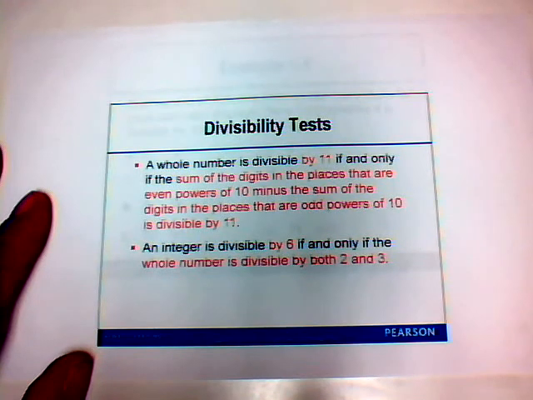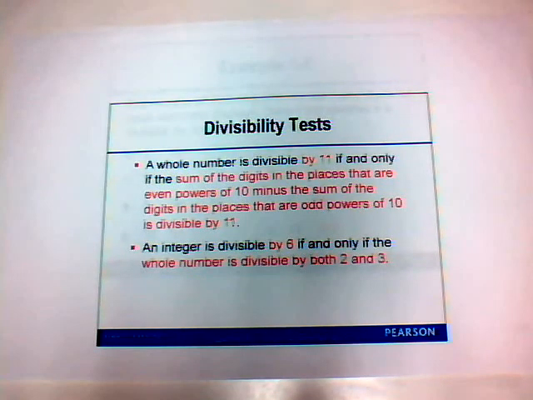Okay, here's some more divisibility tests here. Let's look at the number 11. A whole number is divisible by 11 if and only if the sum of the digits in the places that are even powers of 10 minus the sum of the digits in the places that are odd powers of 10 is divisible by 11. And we're going to look at an example of just that very shortly.